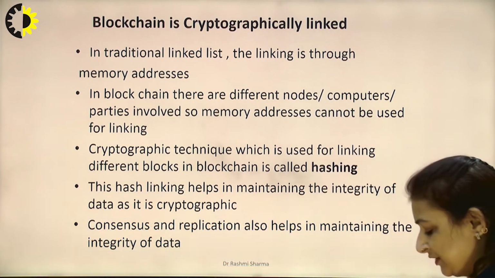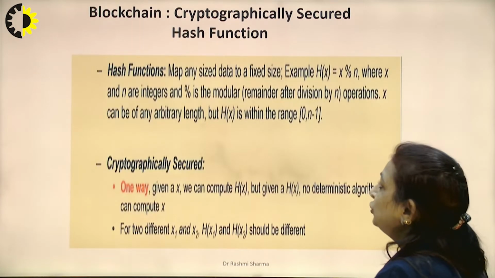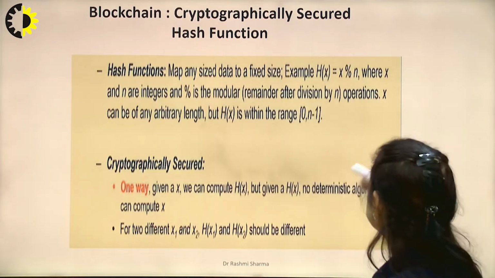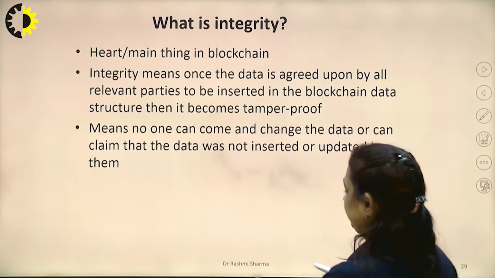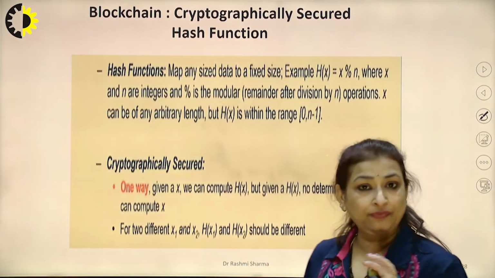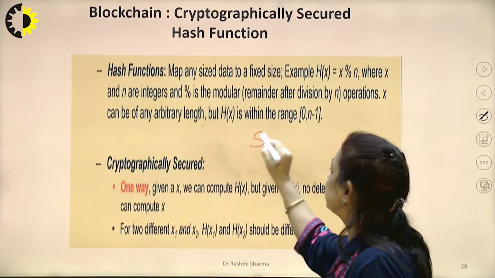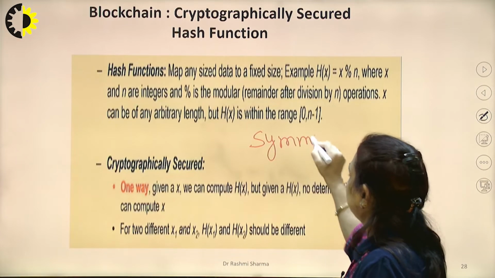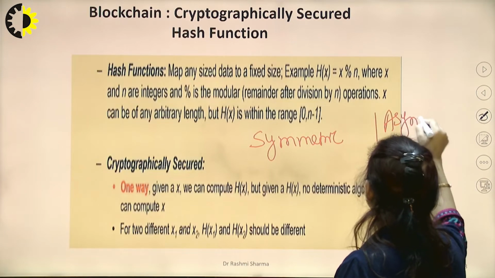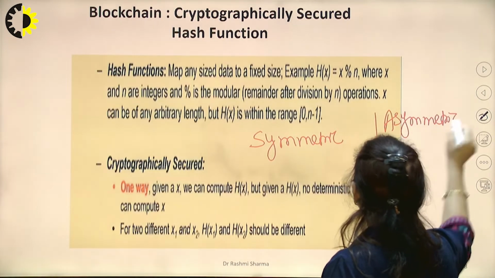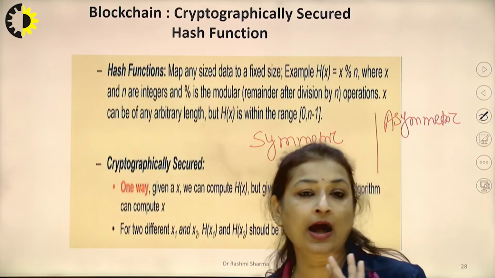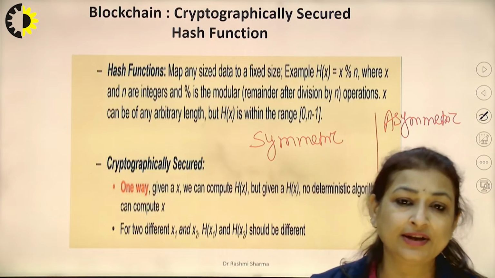Obviously, what does this hashing mean? There are two types of hash functions: one is the symmetric hash function and another is the asymmetric hash function. So, when we are doing cryptography, we can have a symmetric thing or an asymmetric thing.